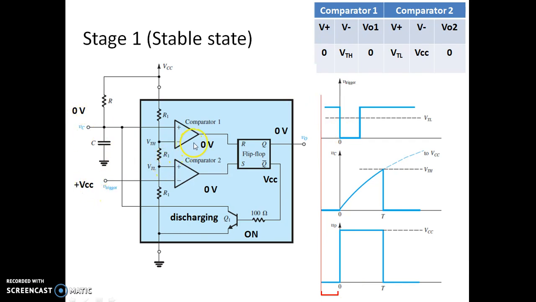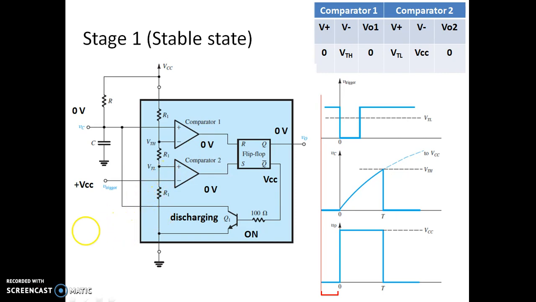Let us try to see what the comparator voltages are. Now here it is 0 volt, 0 volt. So why is it 0? Please have a look at this. For comparator 1, V plus is this, that is capacitor voltage 0. Here it is 2/3 of VCC. Here it is 0, here it is 2/3. So V minus is more than V plus. That's why it is at minus V sat. So minus V sat, in this case, is 0 volt.